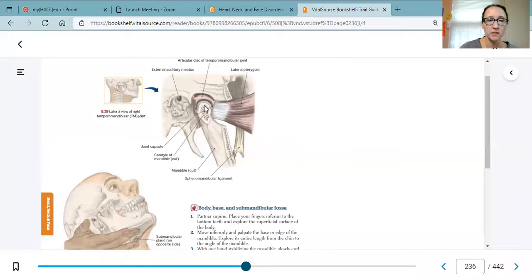So what happens is this whole piece here slides forward. Okay, and when you open your mouth, it's supposed to slide forward. So it slides forward slightly in this direction towards the lateral pterygoid. And that is what it is supposed to do. However, in the case of TMJ, when this becomes inflamed, the articular disc actually starts to break down.